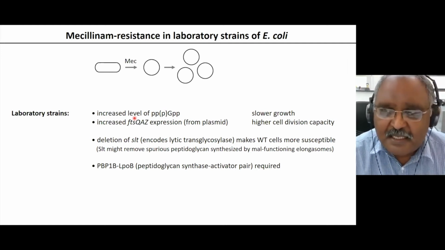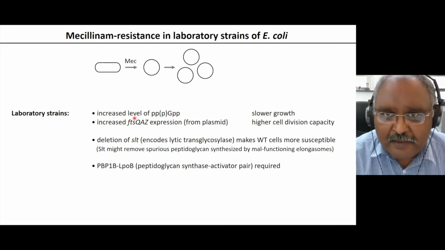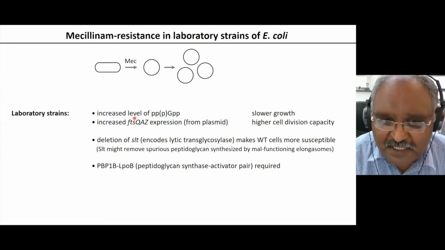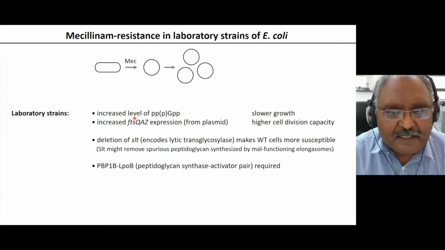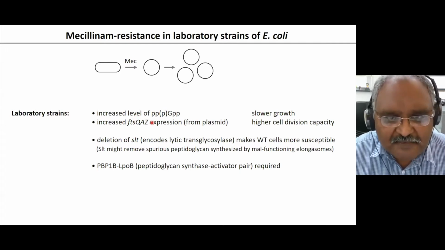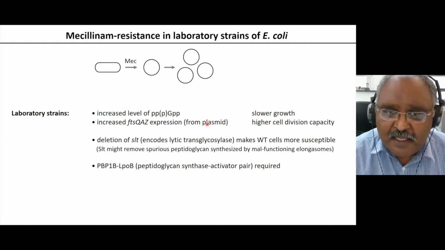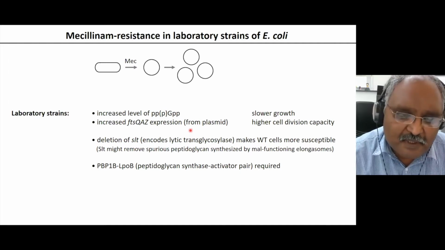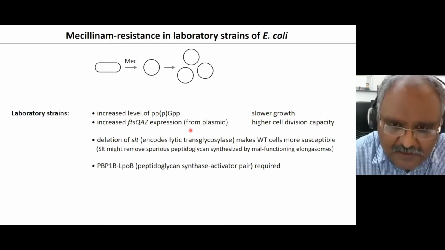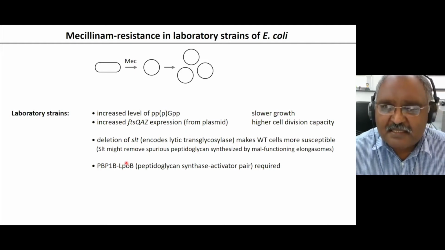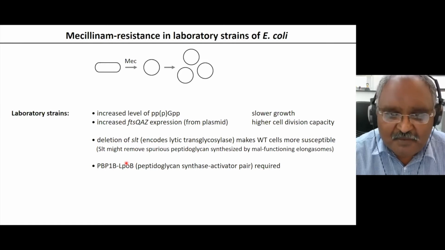Increase in FtsZ is seen to relieve the pressure of the elongasome, and the cells can grow as spheres or divide as spheres. And we can increase FtsZ expression using a plasmid also, and that's how they found out. And one important thing is that the strain always needs the PBP1B, LpoB, that is the major synthase in the divisome complex.